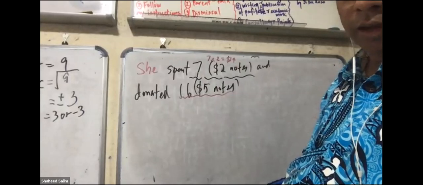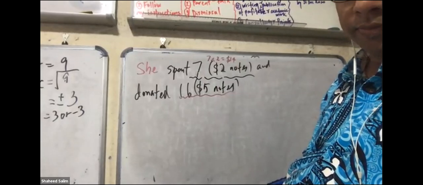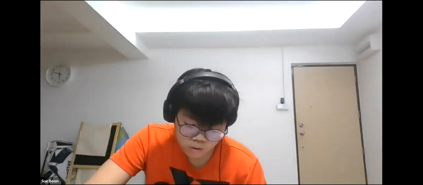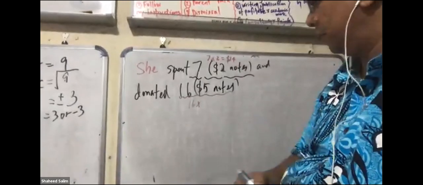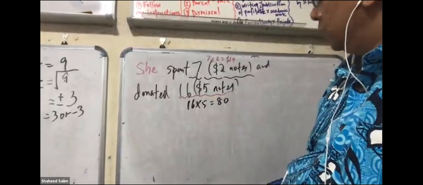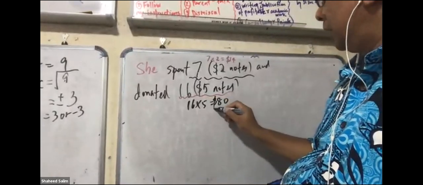Oh, not bad. You can calculate that mentally. Spend 16 $5 notes. What do we do? 80. 80, good. 16 times 5 equals 80. Okay, good. Well done. So now she donated $80.